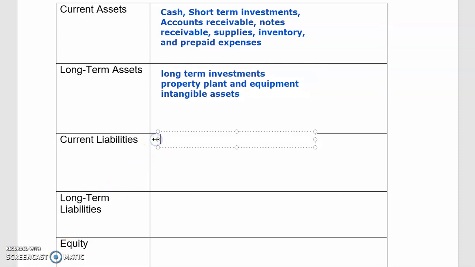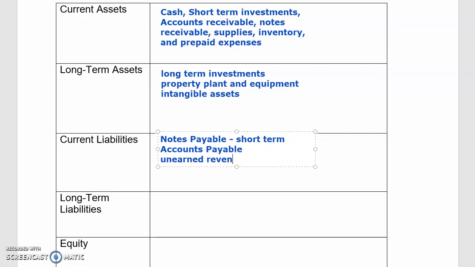So with our current liabilities, we look at how soon we need to pay back that amount that we owe to others. So if we need to pay that amount in less than a year, the amount would be considered a current liability. So in this section, we have notes payable, but just the short-term portion of the notes payable, which means the portion that we have to pay back within a year. Accounts payable, unearned revenue, so that represents cash that we receive in advance from a customer.